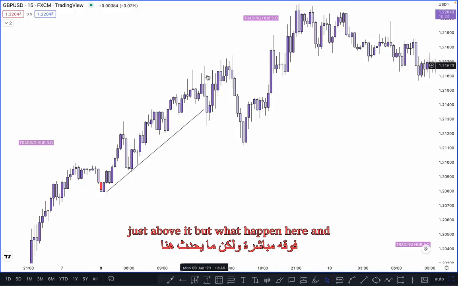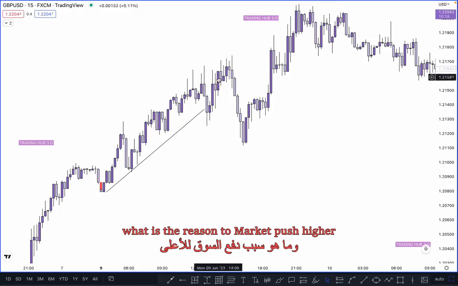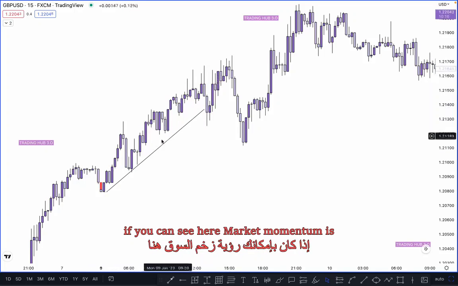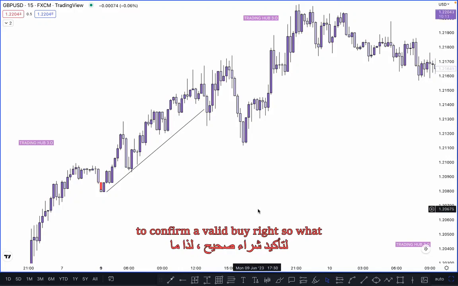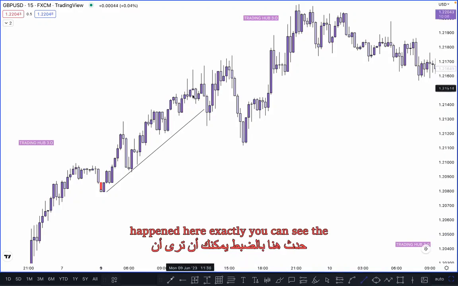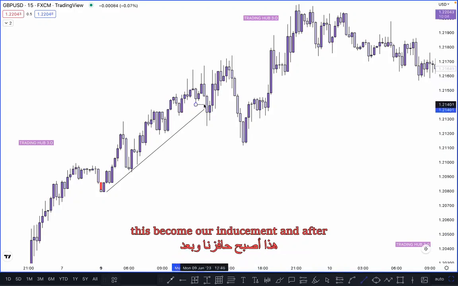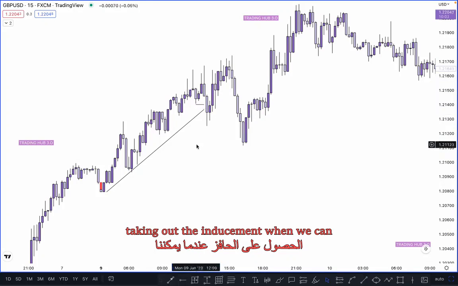But what happened here, and what is the reason the market pushed higher? If you can see here, market momentum is completely bullish. In a bullish market, the market must take out the inducement to confirm a valid buy, right? So what happened here exactly? You can see this becomes our inducement, and after taking out the inducement, when can we buy here?